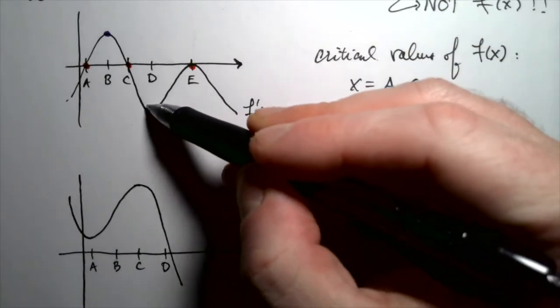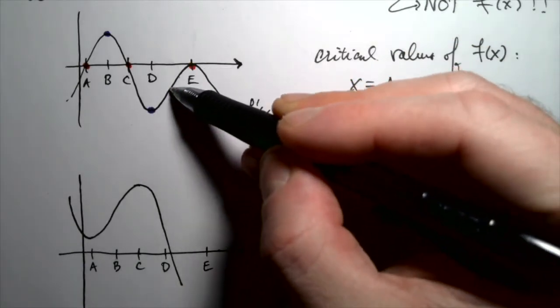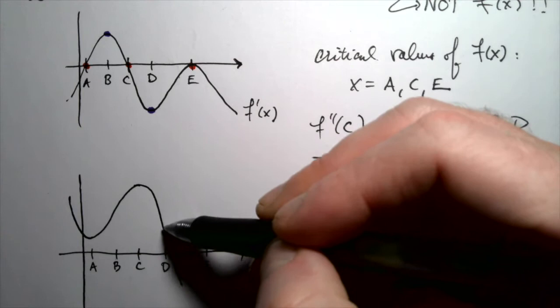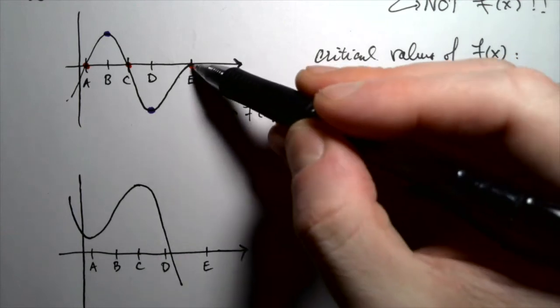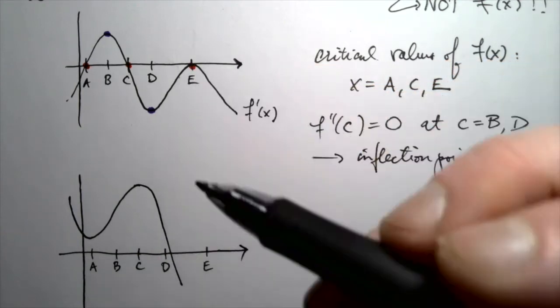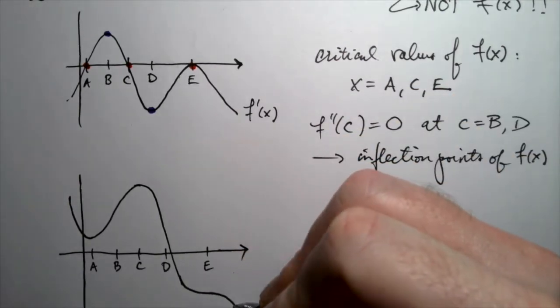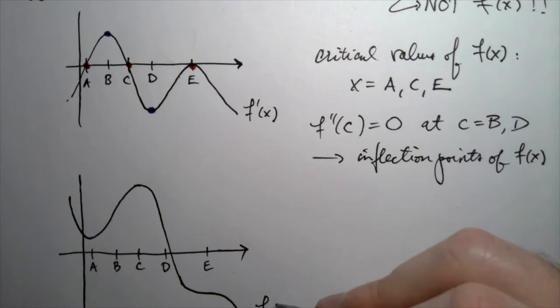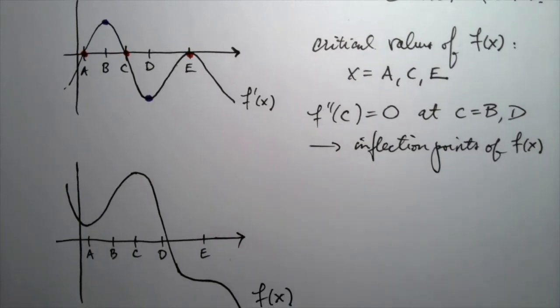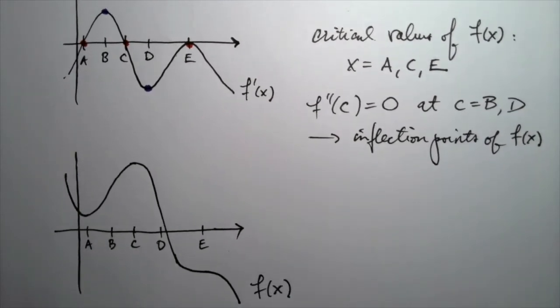And then what happens at E? Here, the first derivative is negative. That means we're decreasing, right? We've been decreasing all the way since C. But we're going to keep decreasing after E. So this critical value is one of those critical values where you just flatten out, but then continue to decrease. So that's a sketch of the graph of f based on just the graph of the derivative.